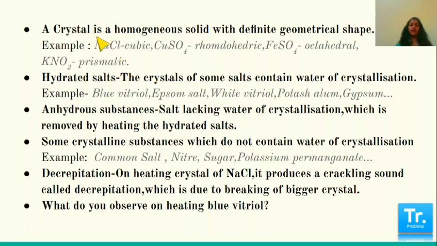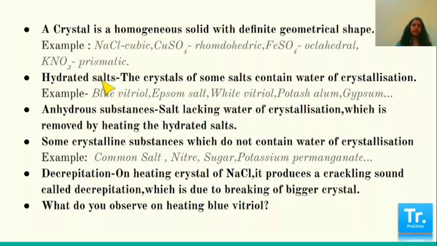Hydrated salts: during the process of crystallization, when a crystal is formed, when the salt is thrown out in the form of crystal, some of the salts will contain certain water molecules in it, which is known as water of crystallization, due to which it gets a color. Like ruby has a red color, copper sulfate has a blue color. These are all due to the water of crystallization contained in it.